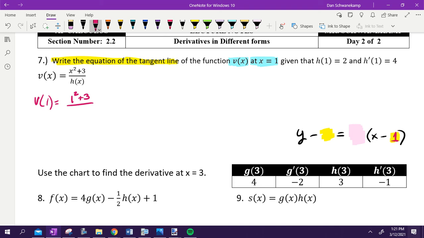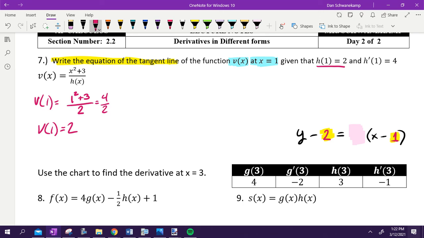So h of x, oh, they had to tell me something. Right here it says h of 1 is 2. So for h of 1, I'm just plugging in 2. That's 1 plus 3, which would get me 4 all over 2, which gets me a y value of 2. v of 1 is 2. I wrote that down. That goes with my y.